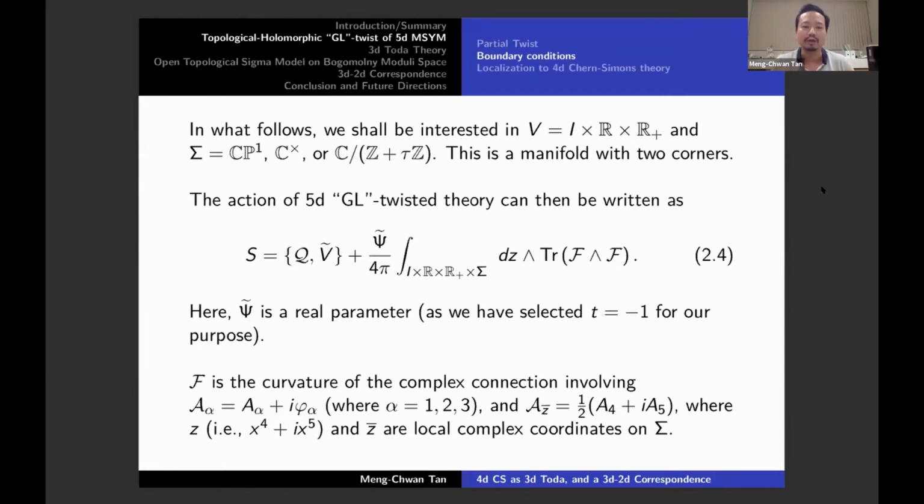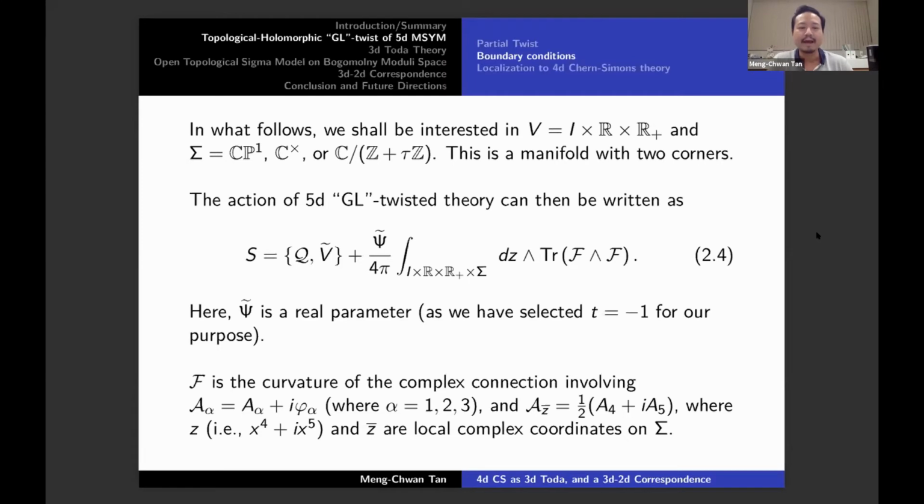Of course we could replace sigma with something more general, but that would involve some modifications to how we define 4D Chern-Simons, the Lagrangian. So just to keep things simple, we'll just consider these three possibilities.